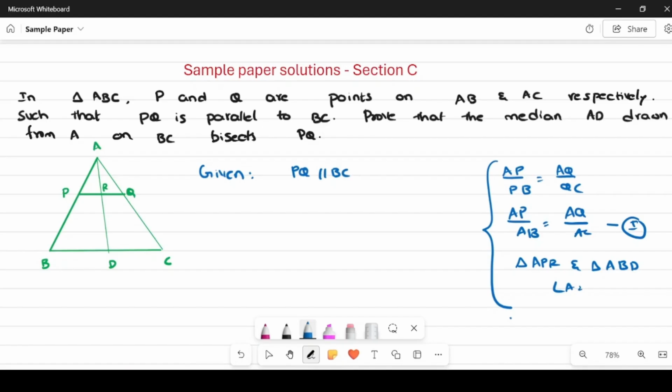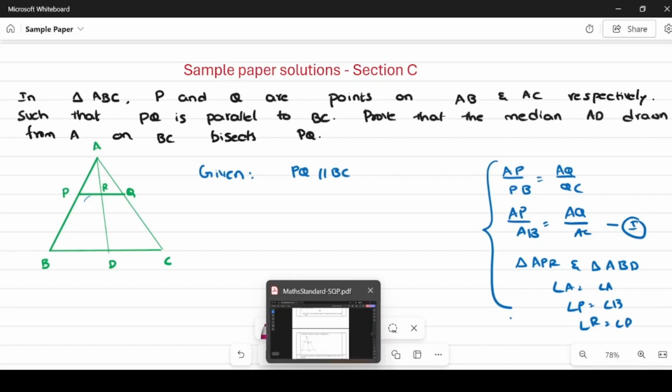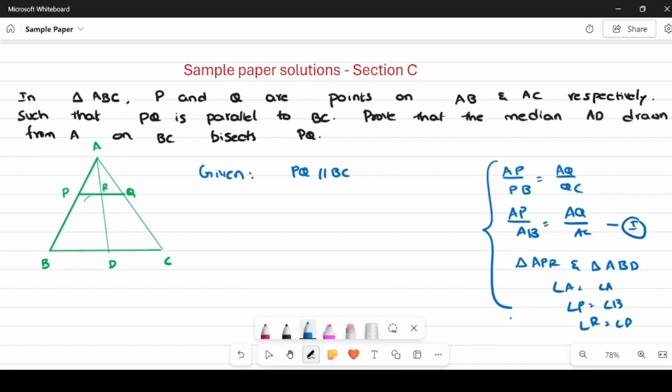Angle A is common in both the triangles. Since PQ is parallel to BC, PR is parallel to BD as well, right? So angle P and angle D are corresponding angles. So corresponding angles are equal when the lines are parallel. Similarly, R and D are also corresponding angles, right? Therefore, APR is similar to ABD.